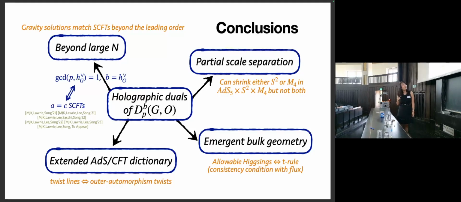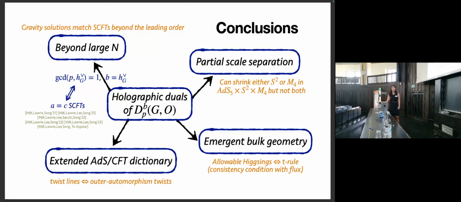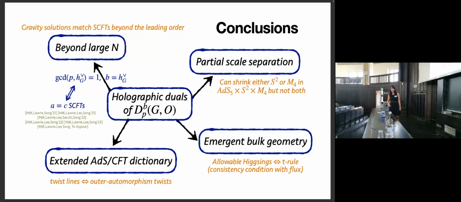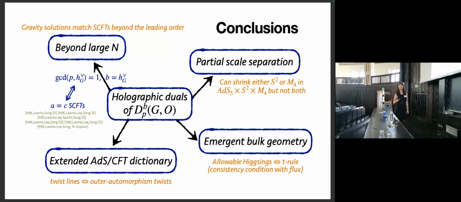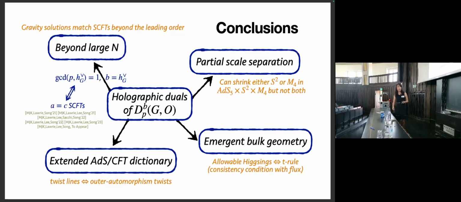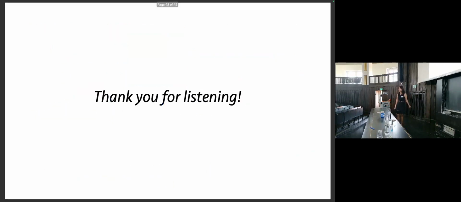We also had the partial scale-separating type of solution, where individual solutions were parametrically shrinking, but their loci of shrinking do not intersect. And we looked into an explicit extension of the AdS/CFT dictionary to twisted punctures, as such a dictionary didn't really exist, so it goes explicitly beyond the Gaiotto-Maldacena works. Further on, we looked into explicitly allowed Higgsings as nilpotent Higgsings to be matched by the flux consistency condition called the T-rule to get the actual emergent bulk geometry. Thank you for listening.